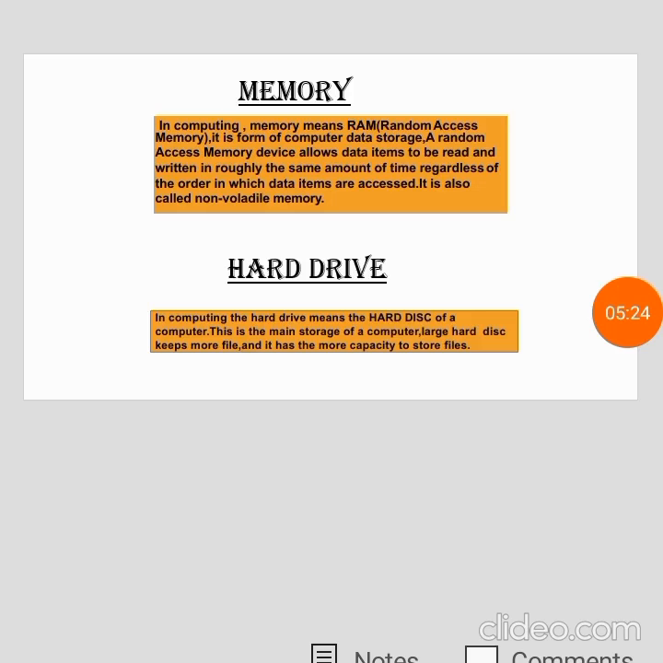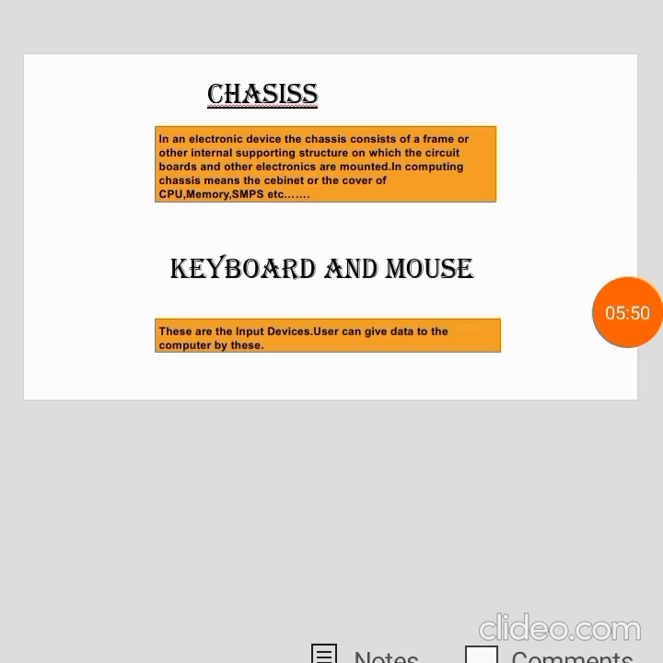So the other component is a hard drive. In a computer, the hard drive means the hard disk of a computer. This is the main storage of a computer. A large hard disk keeps more files and has more capacity to store files. So all the data and information which we write and on which we are doing our work is stored in a hard drive, and without this we cannot store our data or information in any form.